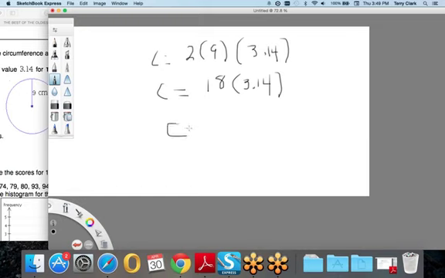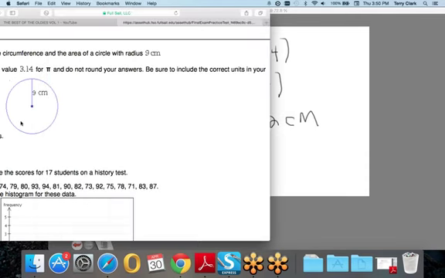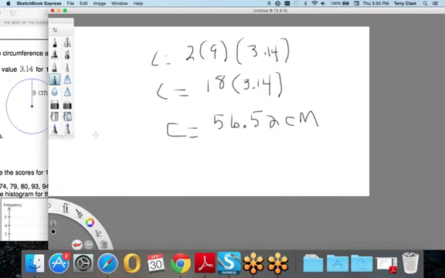All right, so here's the circumference: 56.52. Is this what you guys came up with too when you multiplied these together? 56.52 cm. Okay, so that's one.